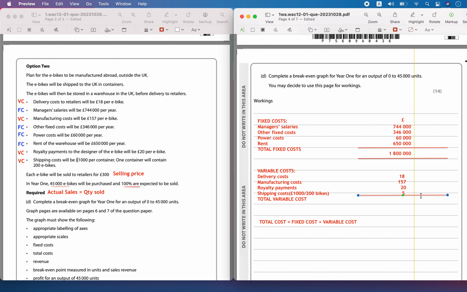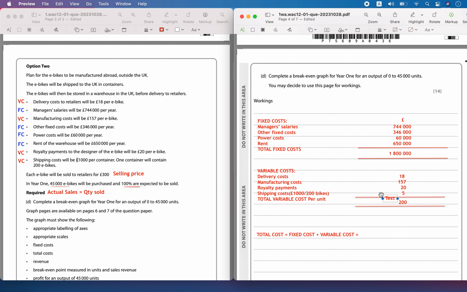Now let's add up the total variable cost. Total variable cost is going to be equal to 18 plus 157 plus 20 plus 5. That value is going to be equal to 200. This is the variable cost per unit.